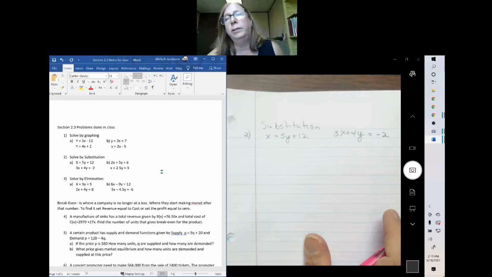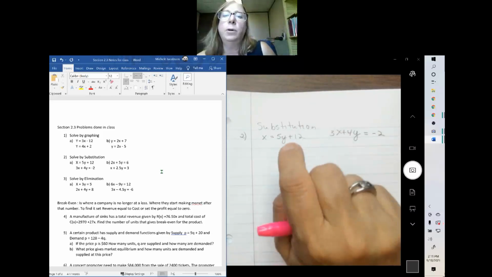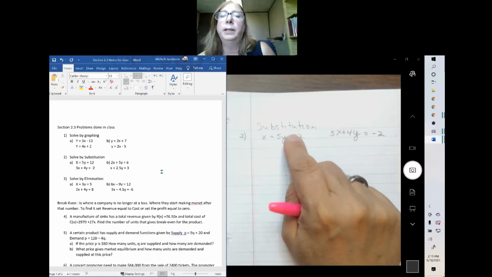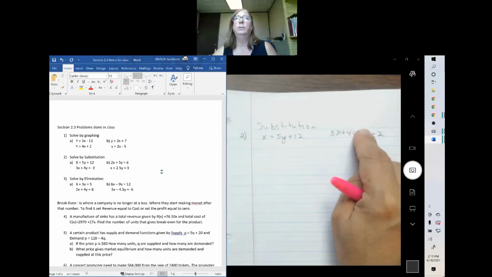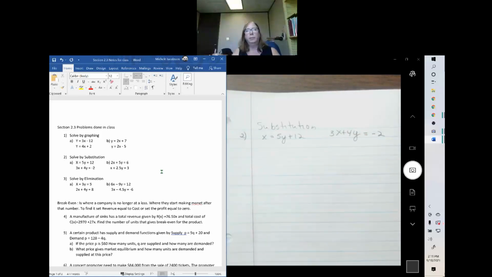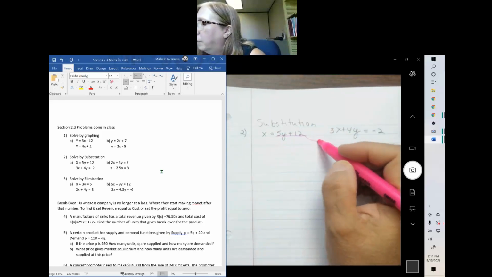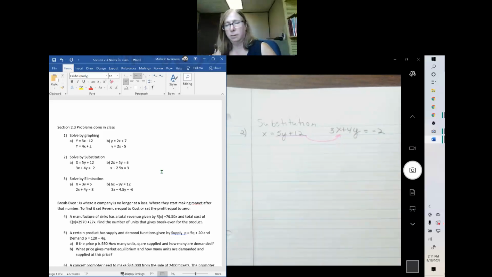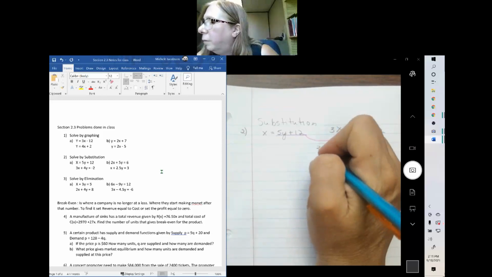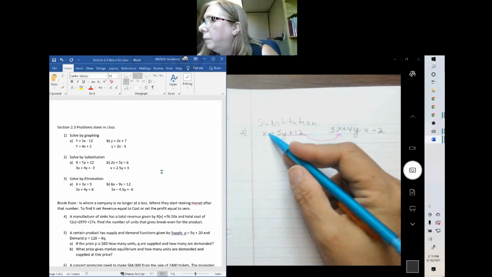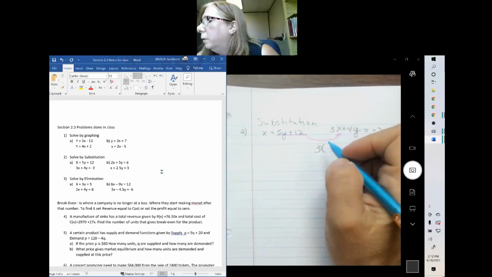This is a nice equation for substitution because it's solved for a variable. We can plug the other part in. So you want to get comfortable looking at them so you know when it's easier to use substitution and when elimination is easier. In this case, we can take this and plug it in for x. So we have 3 times, and then in place of x, we're putting 5y plus 12.